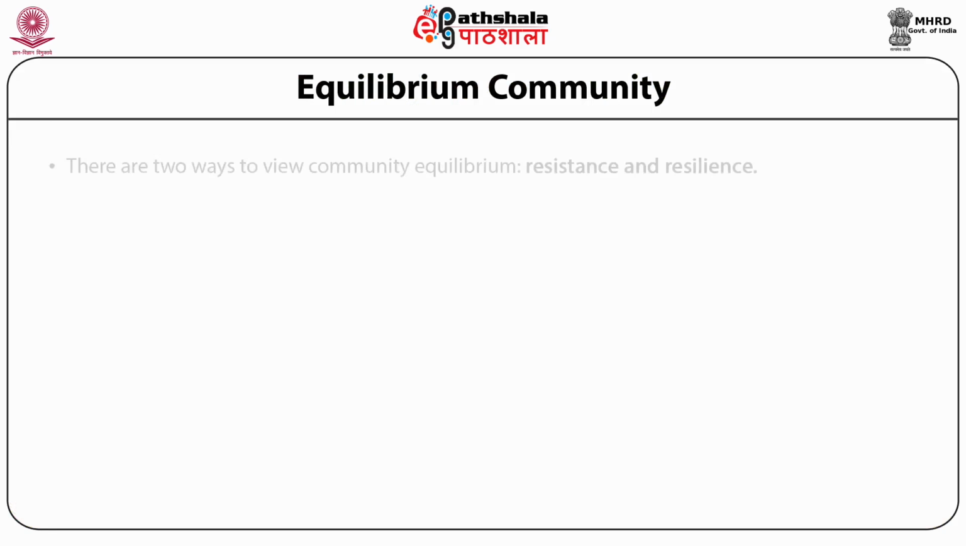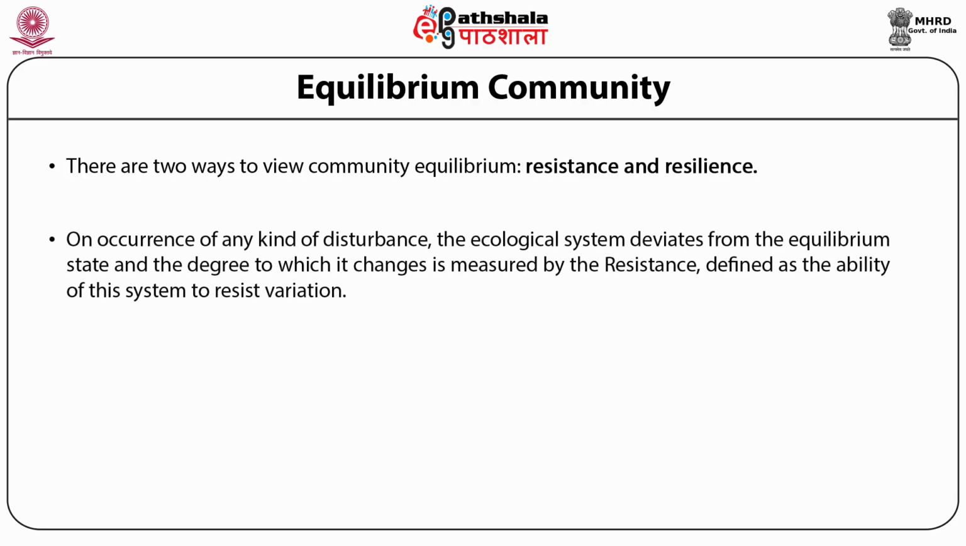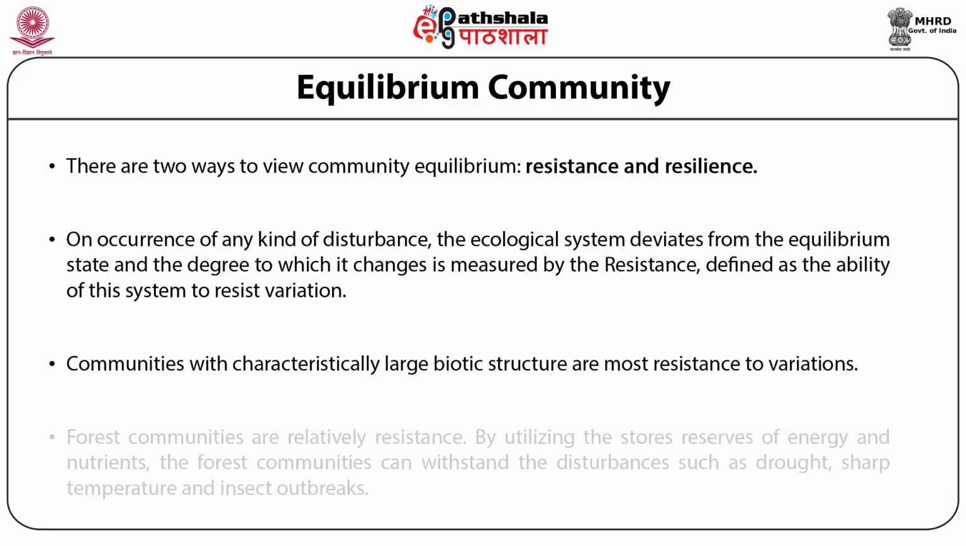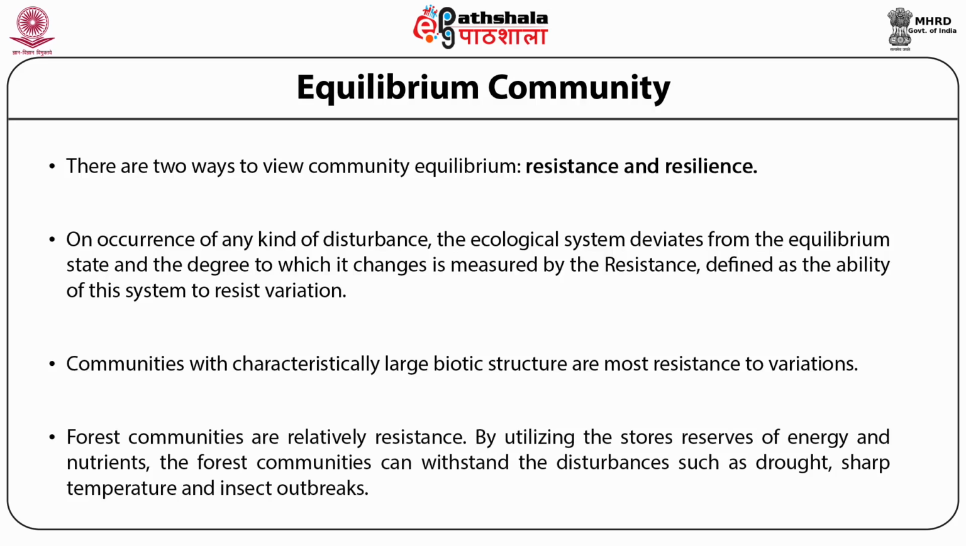Equilibrium community. There are two ways to view community equilibrium: resistance and resilience. On occurrence of any kind of disturbance, the ecological system deviates from the equilibrium state, and the degree to which it changes is measured by resistance, defined as the ability of this system to resist variations. Communities with characteristically large biotic structure are most resistant to variations. Forest communities are relatively resistant by utilizing the stored reserve of energy and nutrients. The forest communities can withstand disturbances such as drought, sharp temperature changes, and insect outbreaks.